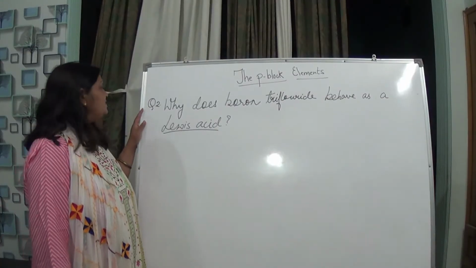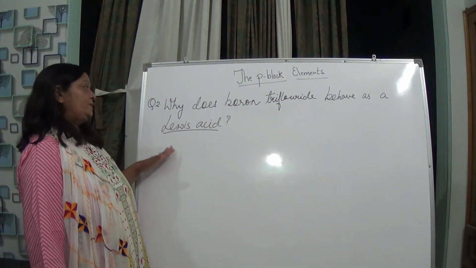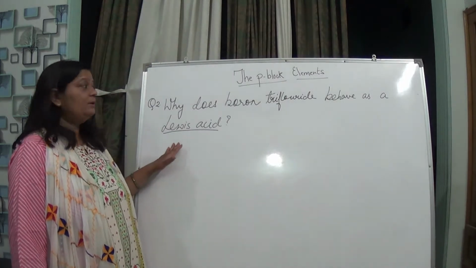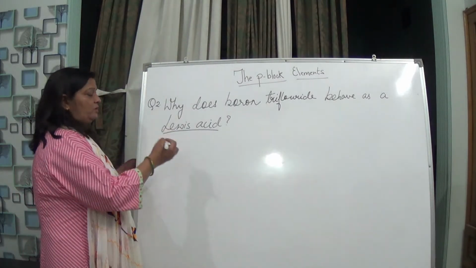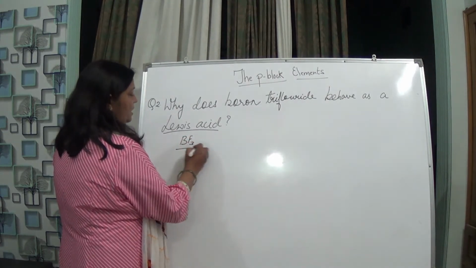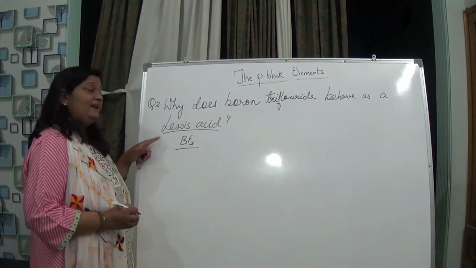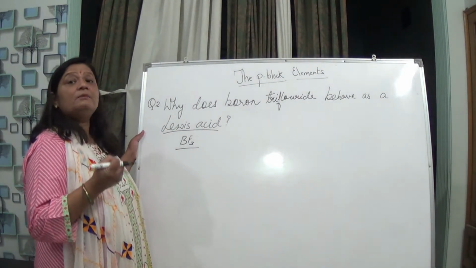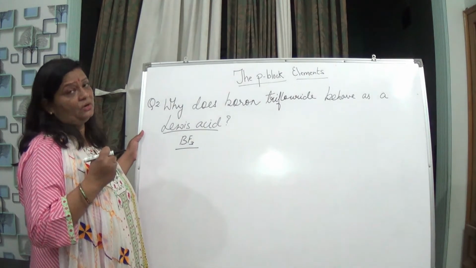Now let us come to the second question. Why does boron trifluoride behave as a Lewis acid? Boron trifluoride, what is the formula? It is BF3. Now what is a Lewis acid? Lewis acids are those which can accept electrons. Why? Because they have a deficiency of electrons.